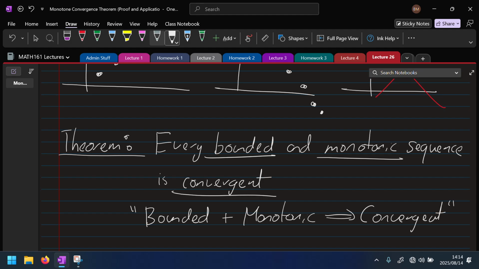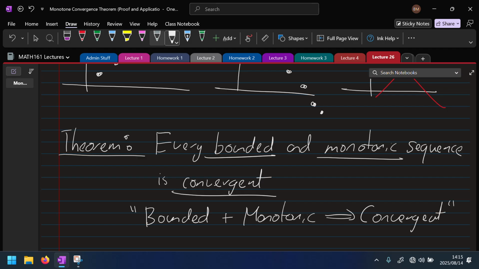So if you want to use the monotone convergence theorem to show that something is convergent, which we're going to do later, first you need to show it's bounded, above or below, depending on whether it's increasing or decreasing. You need to show monotone, either strictly increasing or strictly decreasing. Okay, none of this going up and down nonsense. And therefore, it's convergent. Okay, so bounded plus monotone is convergent.